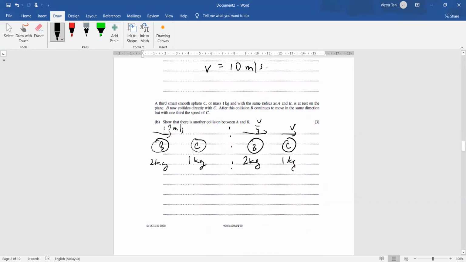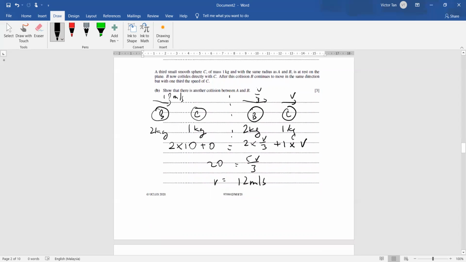So again, law of conservation of momentum. 2 times 10 plus 0 equals 2 times V over 3 plus 1 times V. So here is 5V over 3. This is 20. V equals 12 meters per second. Okay.